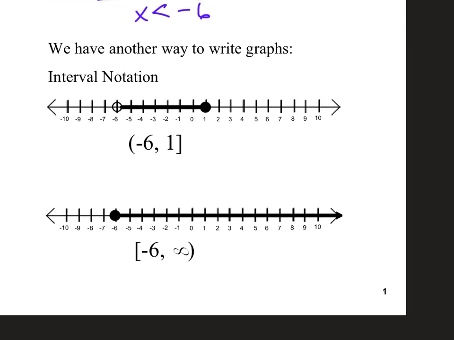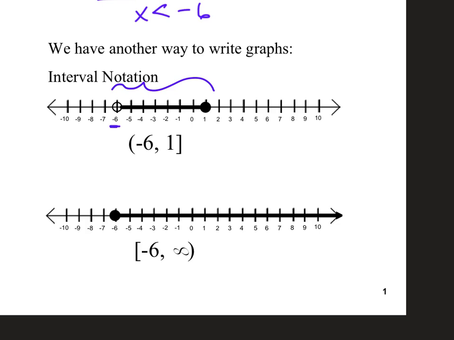We do have another way to write graphs, and funnily enough, this is our interval notation. It always seems to be that the ones that were so confusing in the other notation are the easiest ones. Interval notation uses the numbers, but it doesn't use the less than or greater than symbols or x. It's just numbers, and infinity, for that matter. It's pretty straightforward. The numbers are always in numerical order.